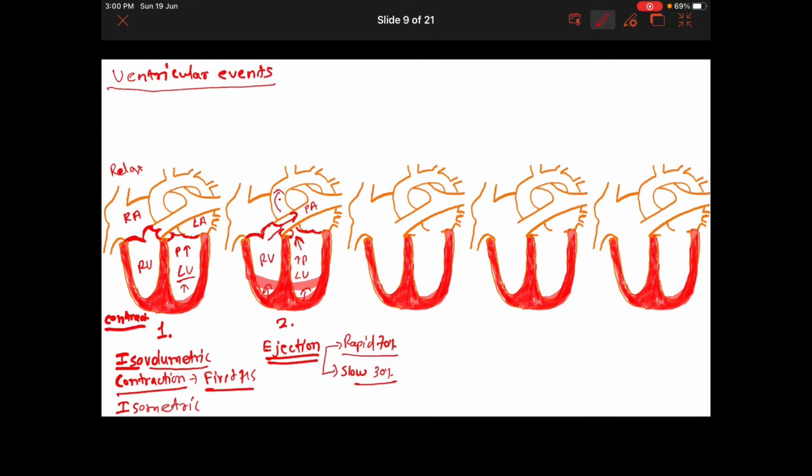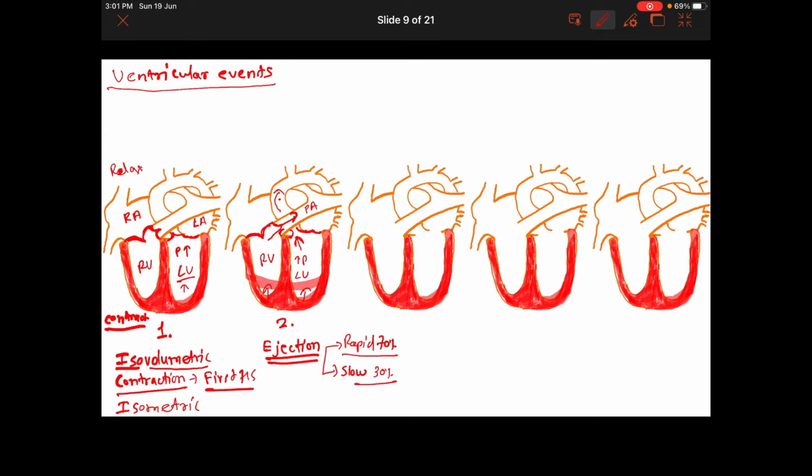Again, during this ejection phase, the start is the opening of the semilunar valves, and it ends with the closure of the semilunar valves. Now, the closure of the semilunar valve is the start of the isovolumetric relaxation phase, the diastole phase. Basically, the diastolic phase starts here, so this is the end point.